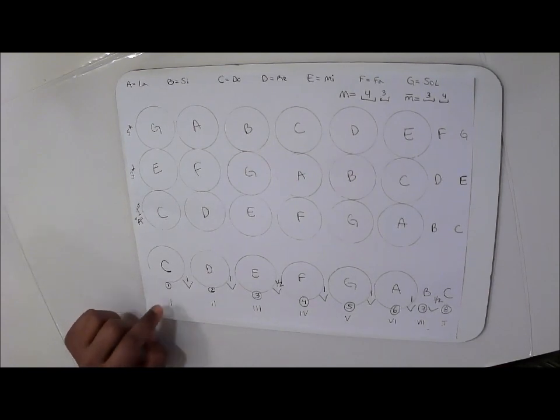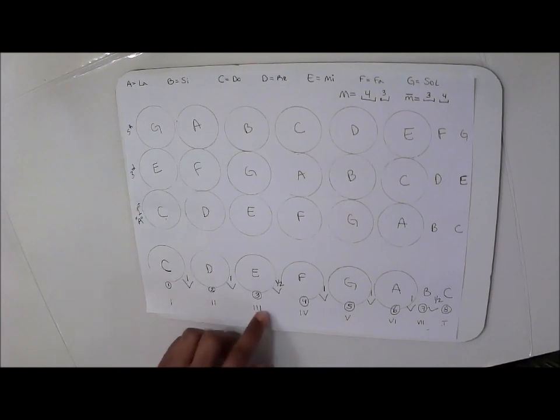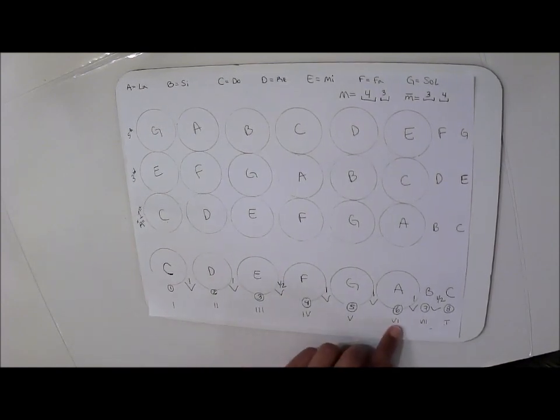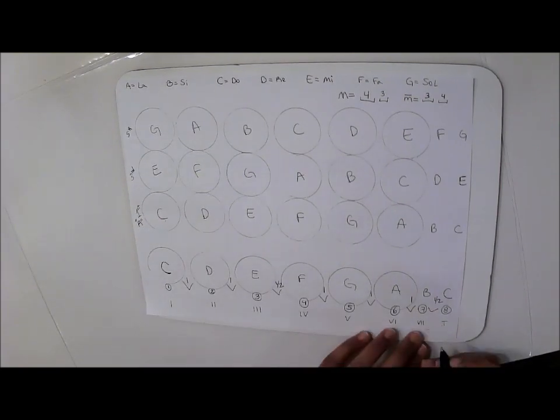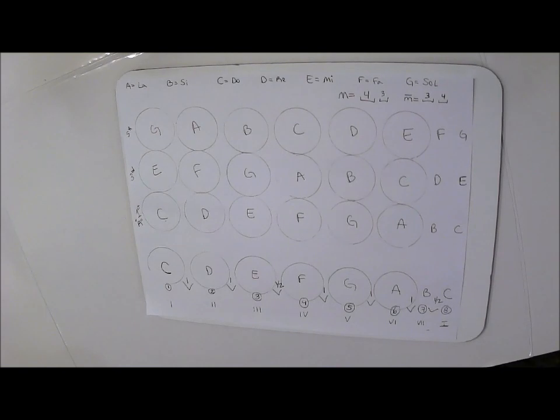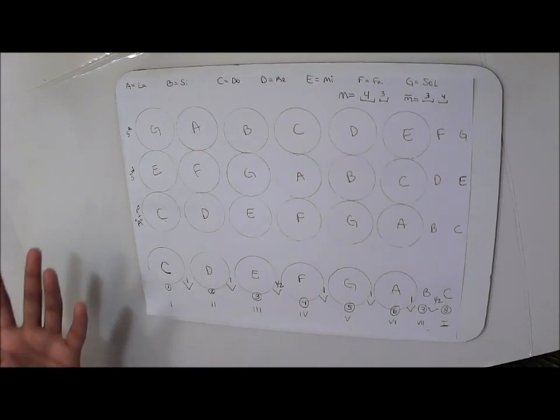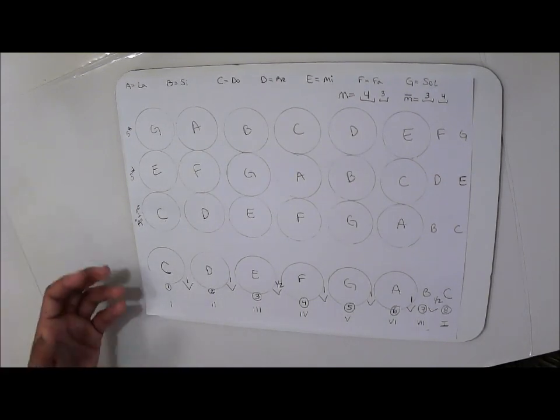So I have the first, the second, the third, the fourth, the fifth, the sixth, the seventh, and the eighth, which is the same one. I was just gonna write that like this, would be the major case, capital case 1. So the chords can be majors and minors, as I just said.